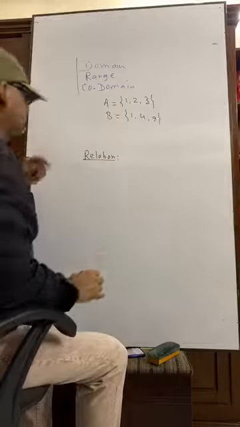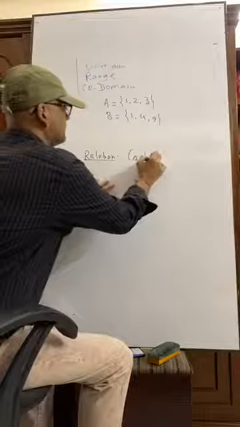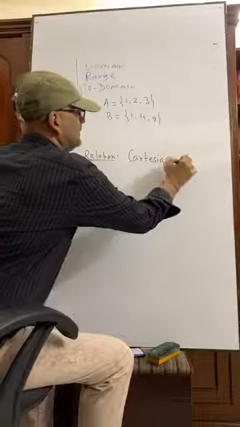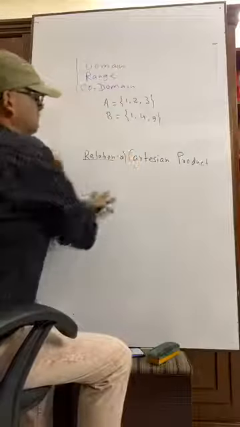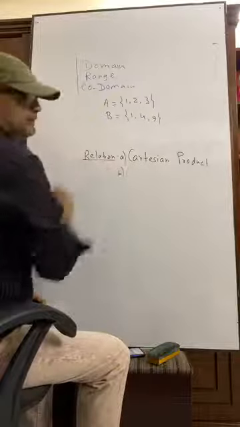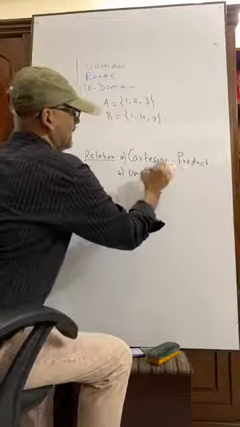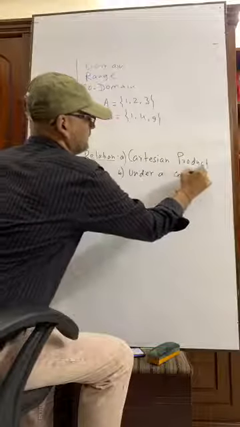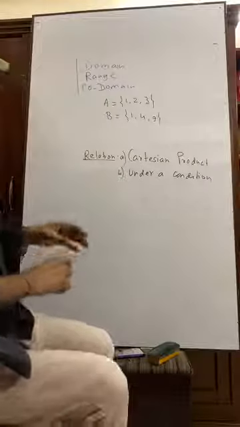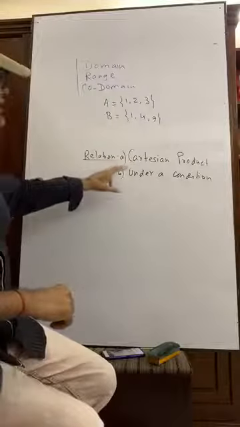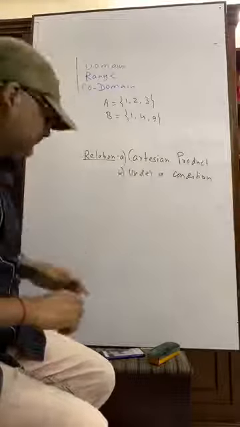Relation follows the Cartesian product. Number one, the Cartesian product. Number two, under a condition. Please remember it. A relation is followed by the Cartesian product and under a condition. Okay.